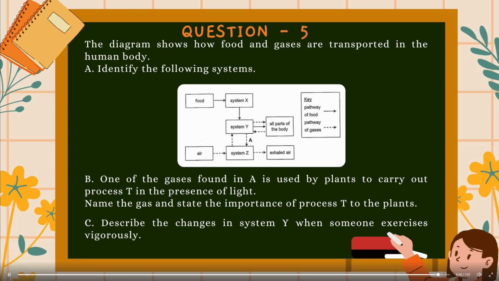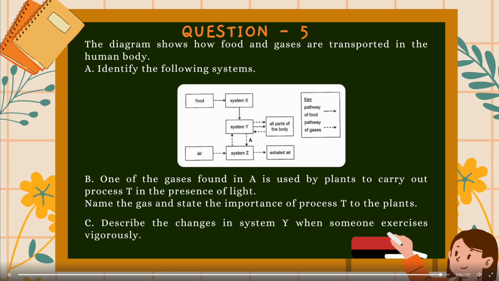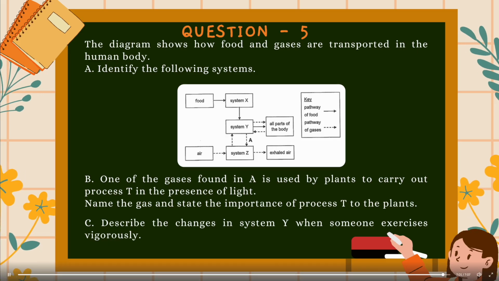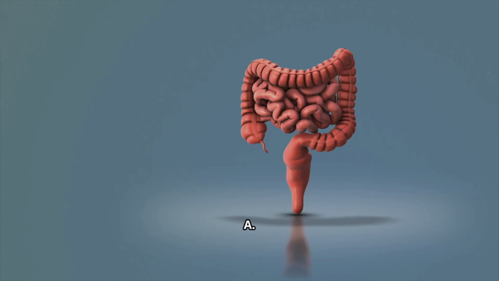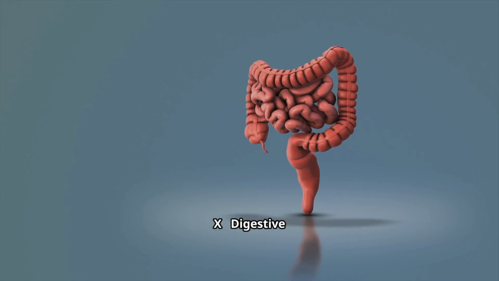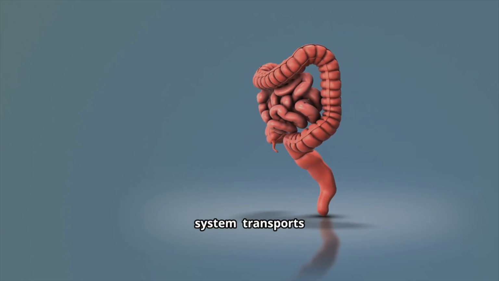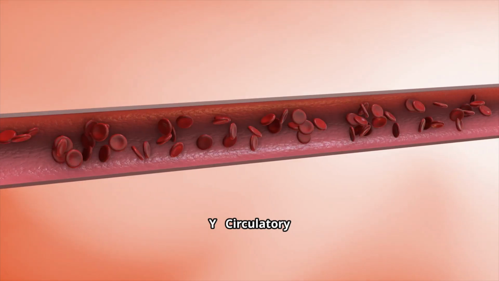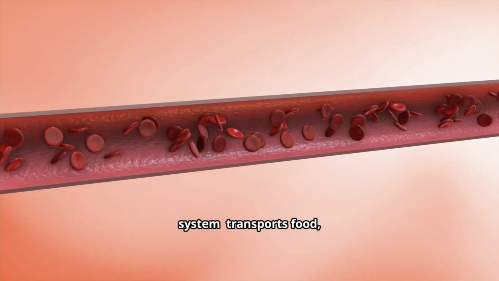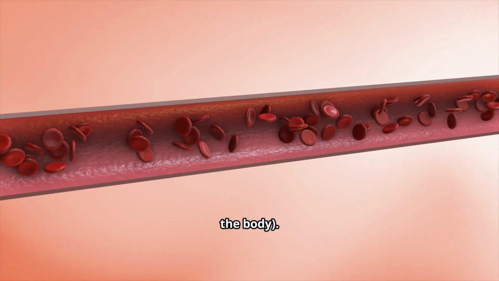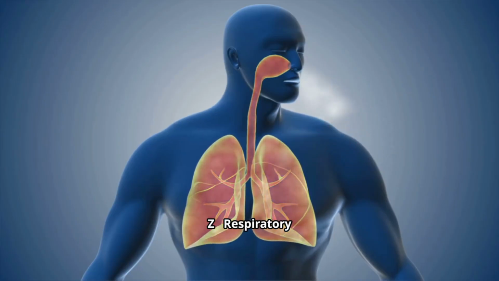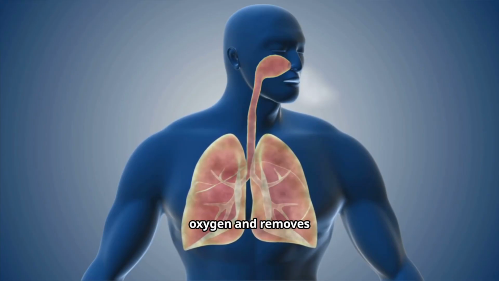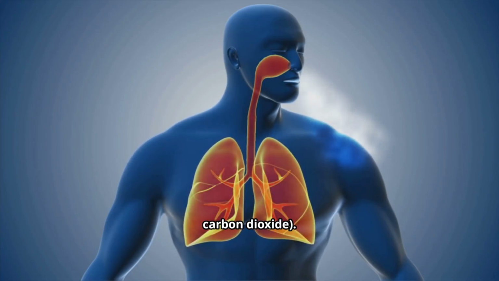C. Describe the changes in system Y when someone exercises vigorously. Now let's go through the answers. A. X is the digestive system which transports digested food. Y is the circulatory system which transports food, gases and waste around the body. Z is the respiratory system which takes in oxygen and removes carbon dioxide.